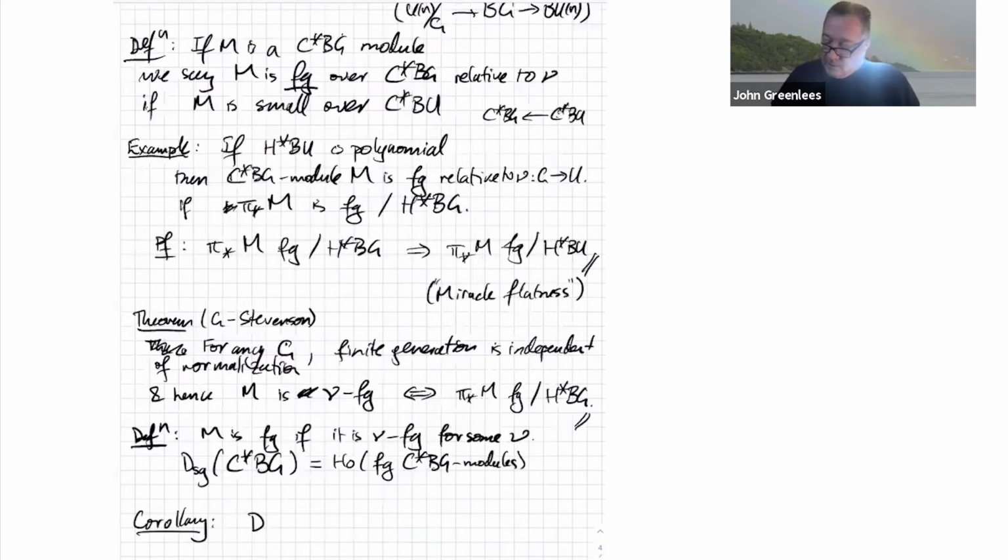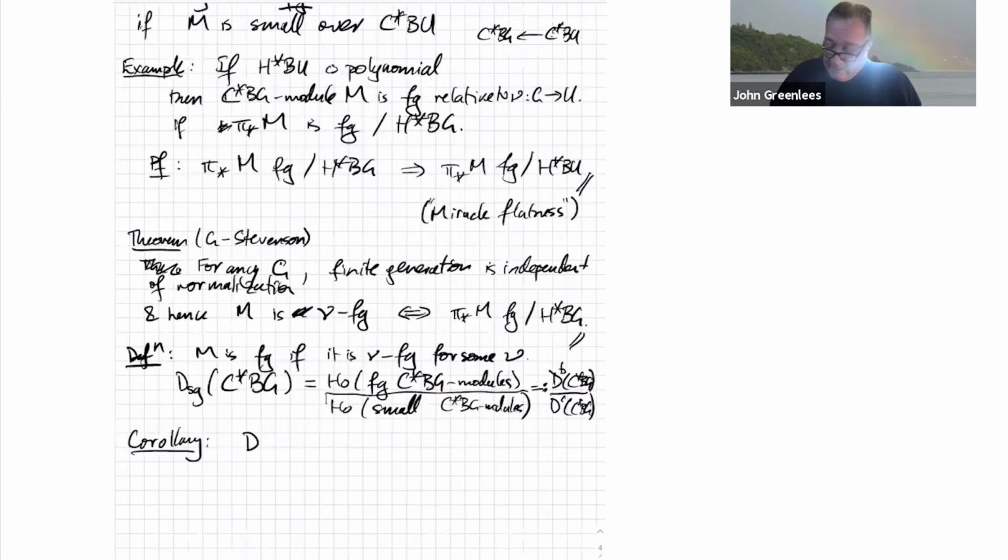Because we know what they are, and the homotopy category, of course, of small ones. And of course, I'll probably use the notation which says the top thing is D^b of cochains BG, but that's the definition. And D^c. Okay, so let's have the corollary: D_sing of cochains BG is trivial if and only if cochains BG is regular.